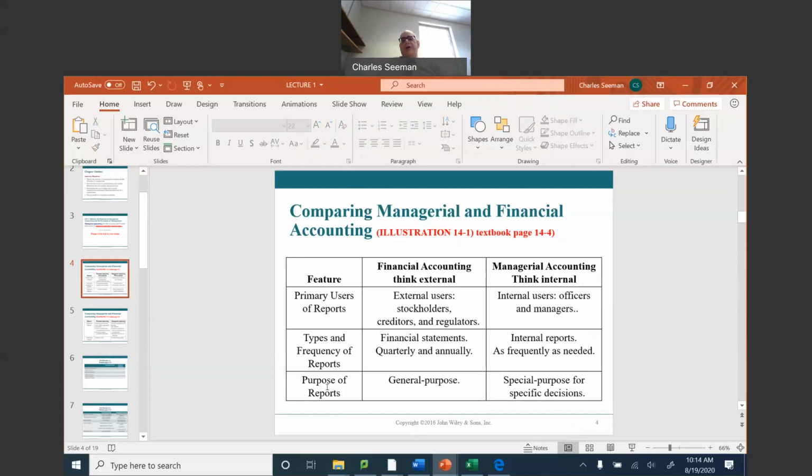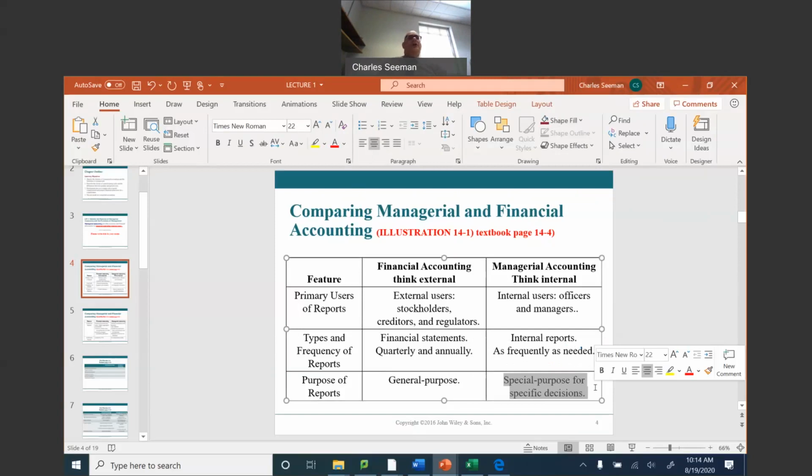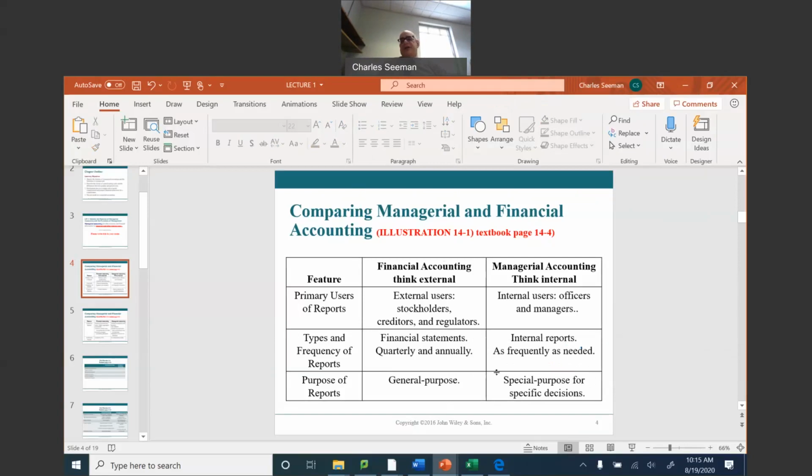The purpose of the report is, for financial accounting, very broad, very general purpose. For managerial accountants, it's very specific. They need to make a specific decision. They need to know a specific item, and the report detail is very specific. For example, how did production do? Did we stay on budget last week? Did we not stay on budget last week? Did we earn a profit last week? Did we not earn a profit last week? Did we ship out all the product that we wanted to ship out last week? All those will be reports to specific managers that a managerial accountant would provide.